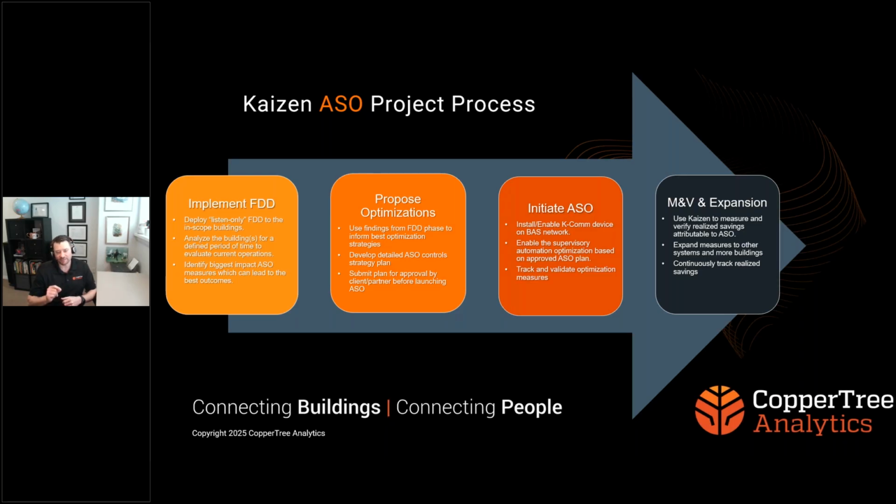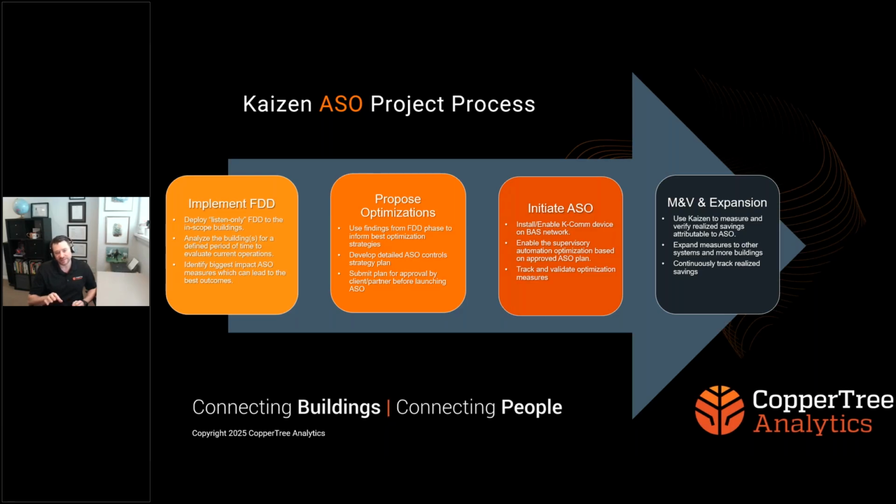That helps us to identify the impact that the ASO measures will have, which ones we should be deploying in each building. So that period can last anywhere from a month, 2 months, 3 months, something like that, if we're in a bit of a hurry to do it. If you have an existing FDD application, this data is already there. So we would be able to come in and hit the ground running with proposed optimizations right away.